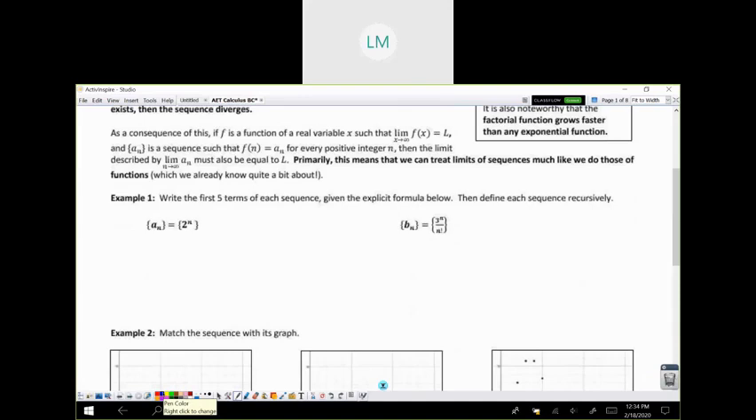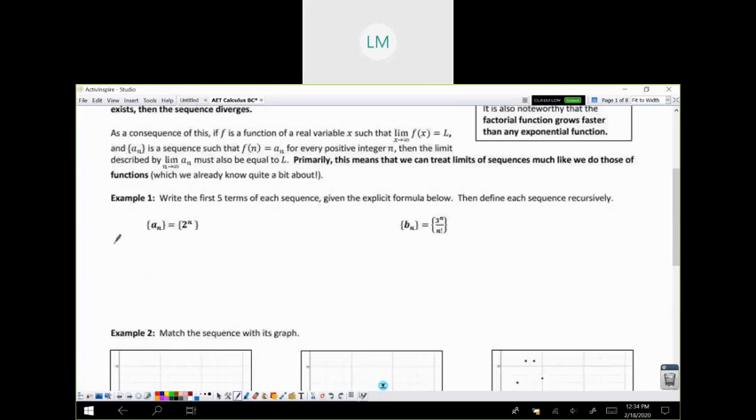So we have an explicit formula given below, and by explicit that means given an n, I can tell you what that term will be. And then we're going to define it recursively, which means the term will depend upon the previous term.